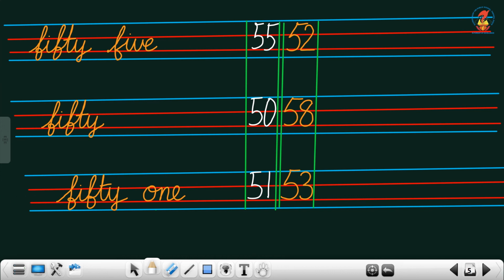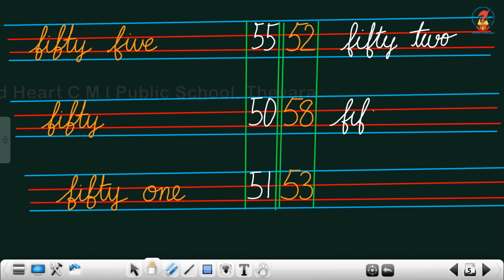52. So, first write the spelling of 50. F-I-F-T-Y. 52. T-W-O. 2. Okay. Now, what is the next number? 58. First write the number name 50. F-I-F-T-Y. Then the spelling of 8. E-I-G-H-T. 8.